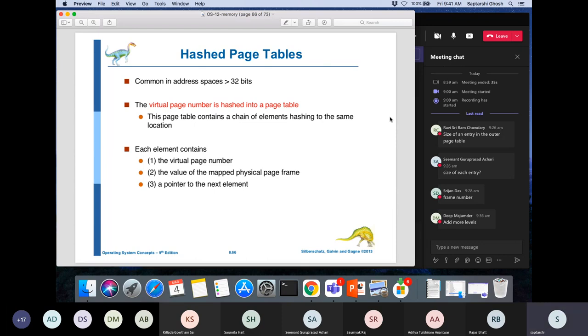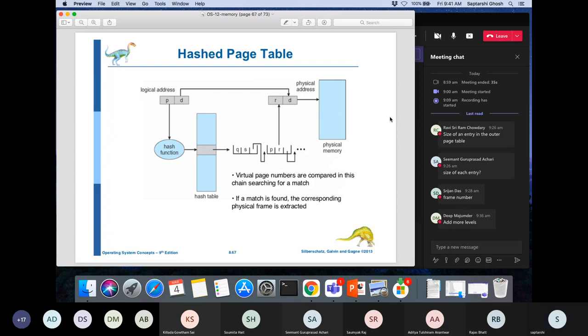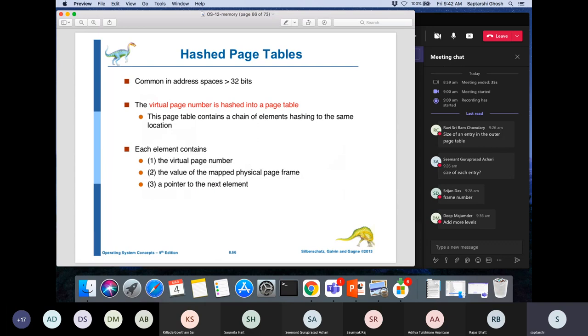Okay. So the picture is something like this. Now we have a hash table. This page table is now a hash table, and each entry stores multiple frames, I mean, addresses of multiple frames. Of course, we need to somehow distinguish between these. So each element stores the virtual page number, which is generated by the CPU, the value of the mapped physical page frame, and a pointer to the next element. This is for the linked list part.